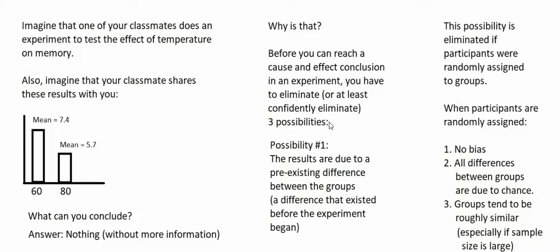And what we're going to be going through is a process of elimination. We're going to talk about how a researcher eliminates three competing possibilities so that hopefully the only possibility that's left is the researcher's hypothesis. And hopefully the researcher can say that the hypothesis is supported at that point.